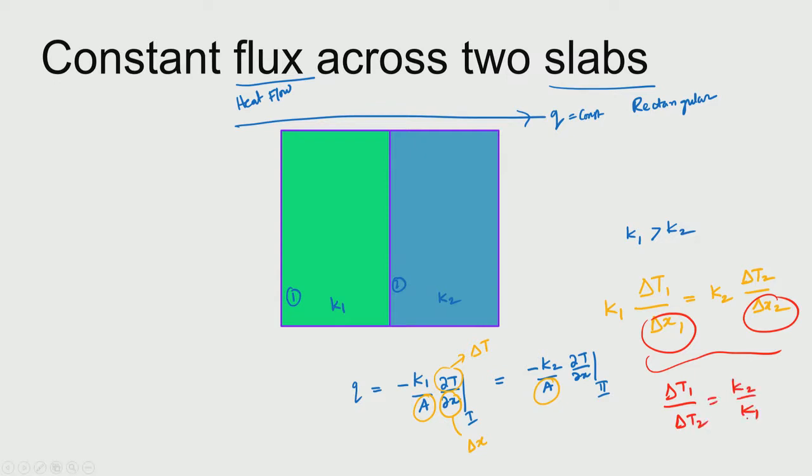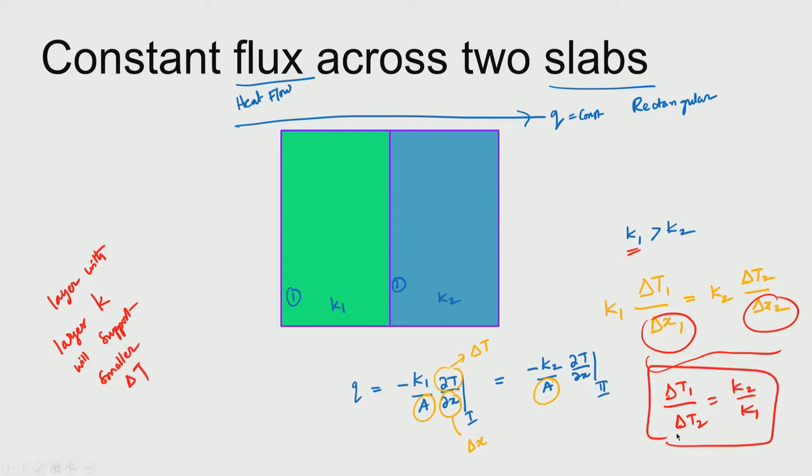So, which means that if K1 is larger, it is going to the denominator. So, delta T1 should be smaller. Which means that the layer with larger thermal conductivity will support smaller delta T. So, that is what you can conclude from this expression. Here K1 is larger. So, the temperature difference from one end of the first layer to the other end should be smaller, because K1 is larger and K2 is smaller, so it can support a larger delta T.